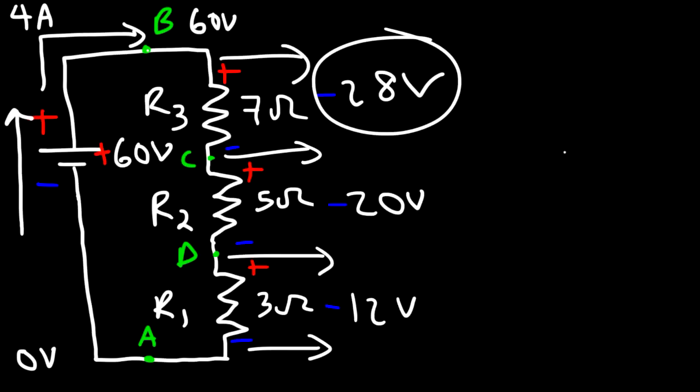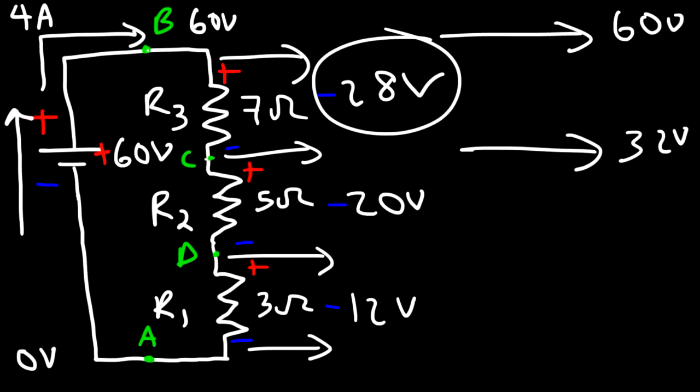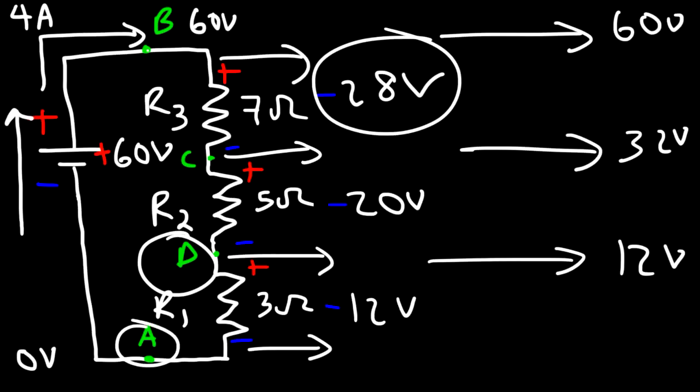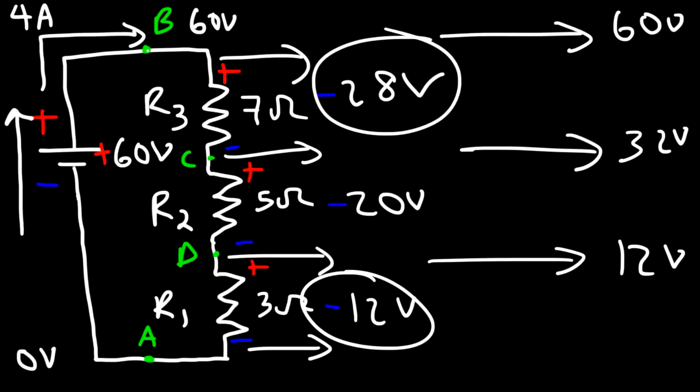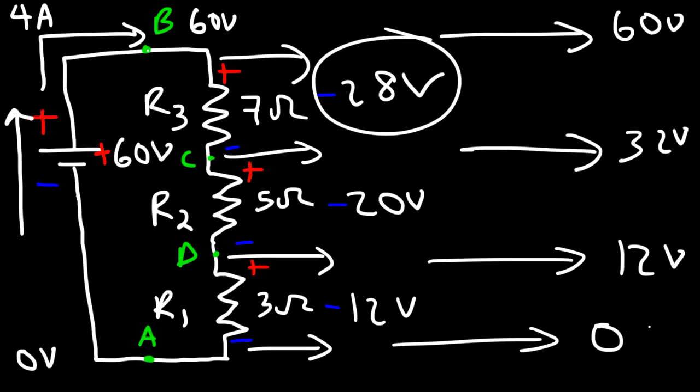And so I'm going to put that here. So the potential at point C is 32 volts. At point B is 60 volts. Now going from point C to point D, we have another voltage drop of 20 volts. And so 32 minus 20 is 12. Now going from D to A, we have a voltage drop of 12 volts. And 12 minus 12 will bring us back to 0.